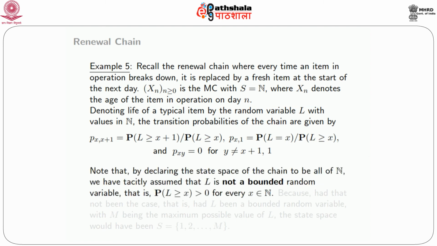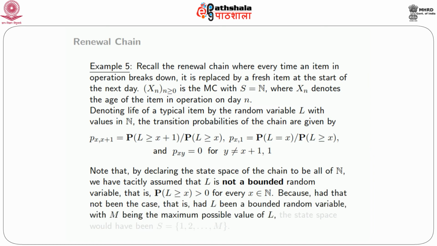Note that by declaring the state space of the chain to be all of the natural numbers, we have tacitly assumed that the lifetime is not a bounded random variable. That is, we are not assuming that 80 is the maximum life or 100 is the maximum life. We are not assuming anything like that. Which means that we are assuming that for every x in N, the probability that L is greater than or equal to x is positive. And that is crucial in the definitions of the transition probabilities, where in all cases the probability that L is greater than or equal to x appears in the denominator.